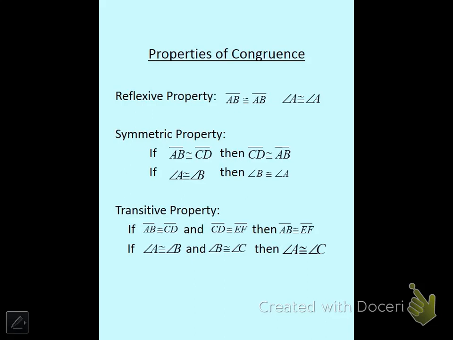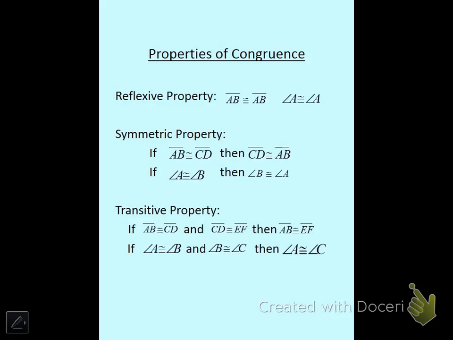I'm going to go ahead and write this out. So if I have AB, okay, reflexive property basically just says that that same segment is congruent to that same segment. Along with if I just had angle A, so angle A is congruent to the same angle, angle A. Okay, symmetric property. If AB is congruent to CD, then CD is also congruent to AB. Okay, you can flip them. If angle A is congruent to angle B, then the same thing, angle B is still congruent to angle A.